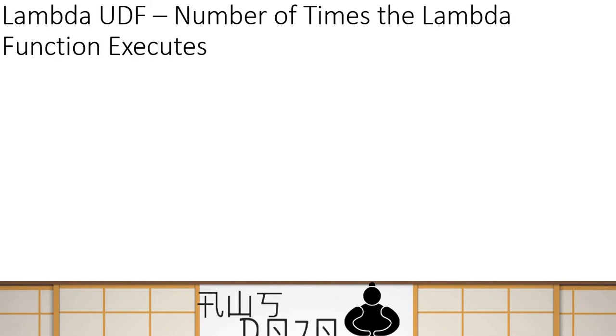Second, each account has a Lambda concurrency configuration. So you might not want to run into a scenario where you're using a lot of UDFs with Lambda functions, and suddenly you start hitting your concurrency limit. So it's really important to understand how many times this Lambda function gets called.